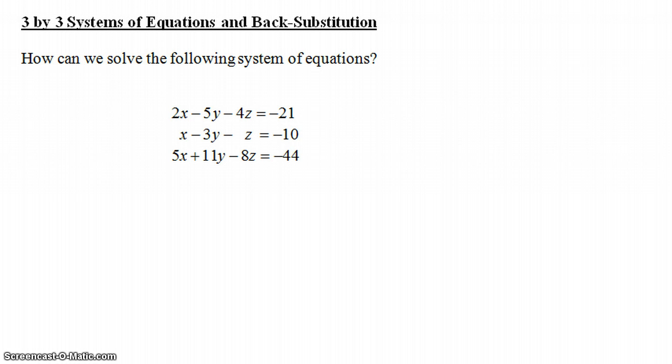In this video, we're going to talk about 3x3 systems of equations and something called back substitution. Up until this point, we've been solving systems of equations that have two equations and two unknowns, two variables, x and y. But as you can see in this system that I've drawn here, we have a 3x3 system. We have three equations and three unknowns, x, y, and z.